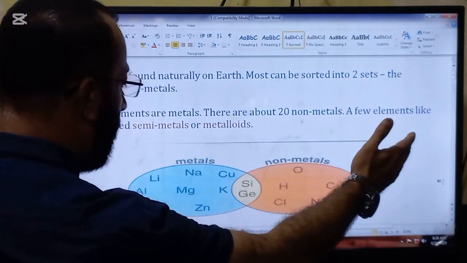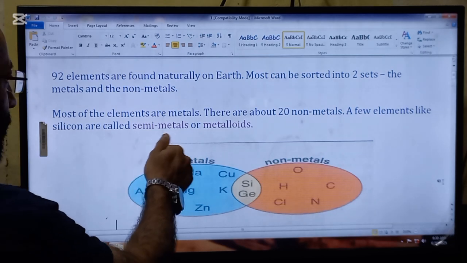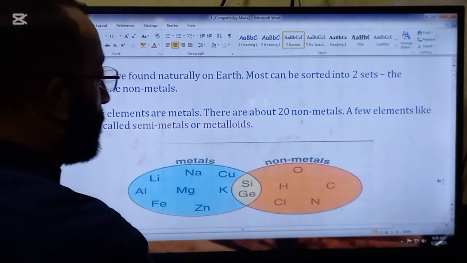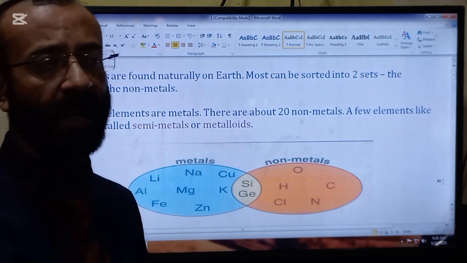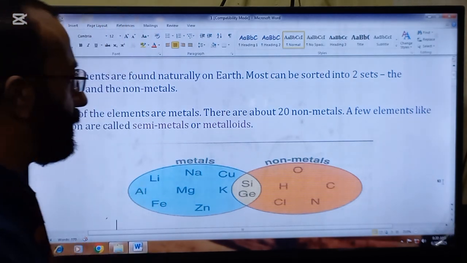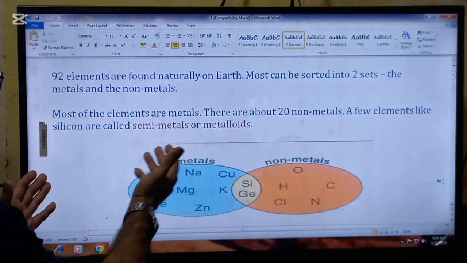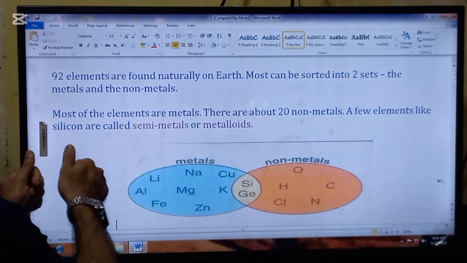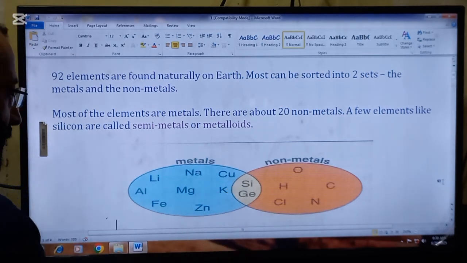A few elements like silicon are called semi-metals or metalloids. So this is a very important short question that almost comes for 1 or 2 marks in the paper. Give one example of an element that is a semi-metal or metalloid. So silicon is the example, germanium is another example.